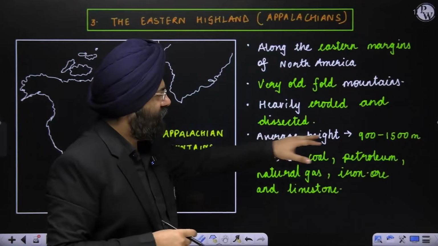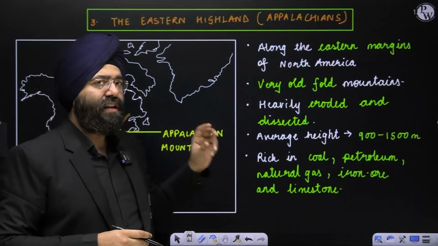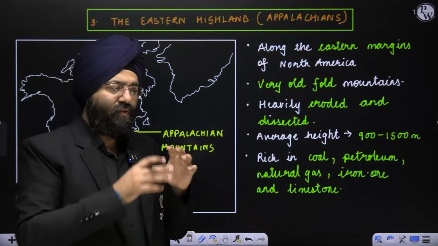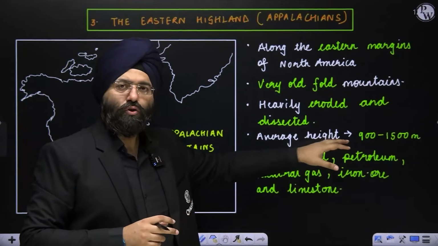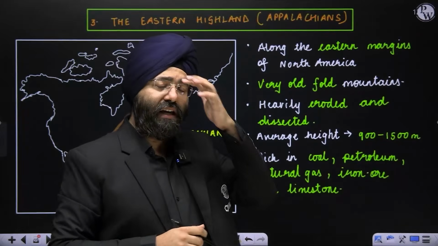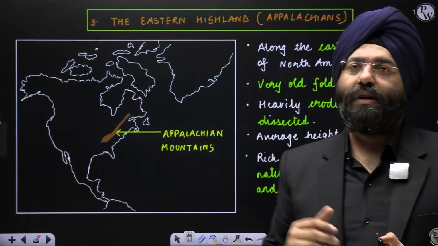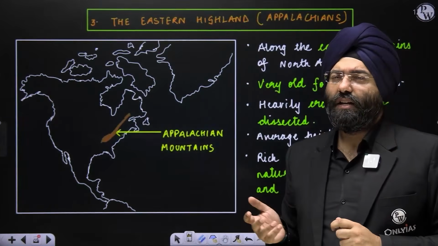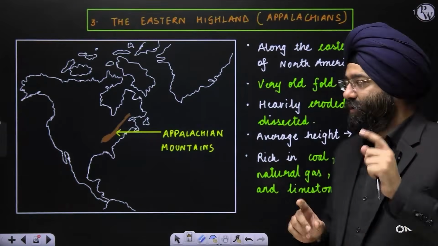So the average height is 900 to 1500 meters. Now, this is something very important. These regions are very rich in mineral resources. Rich in coal, petroleum, natural gas, iron ore, and limestone. That is why a lot of industries were also established over here. Iron and steel industries, because the necessary minerals are already available here.